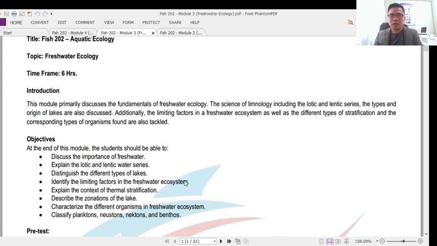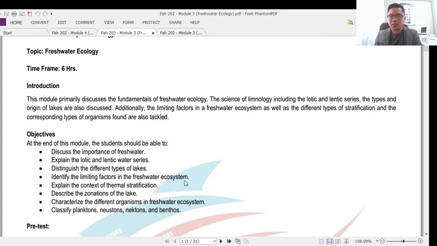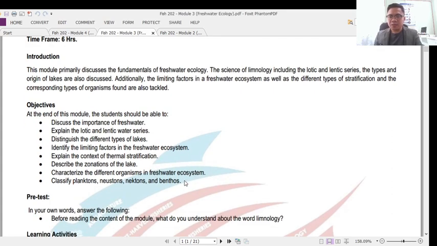And so, therefore, at the end of this study, you are expected to discuss the importance of freshwater environment, explain the Lotic and Lentic series, distinguish the different types of lakes, identify the limiting factors in the freshwater ecosystem, as well as explain the context of thermal stratification, and also describe the zonations of the lake, characterize the different organisms in the freshwater ecosystems, and also classify neustons, planktons, nectons, and benthos. Okay, so those will be the major concepts that you will be focusing on in this module.